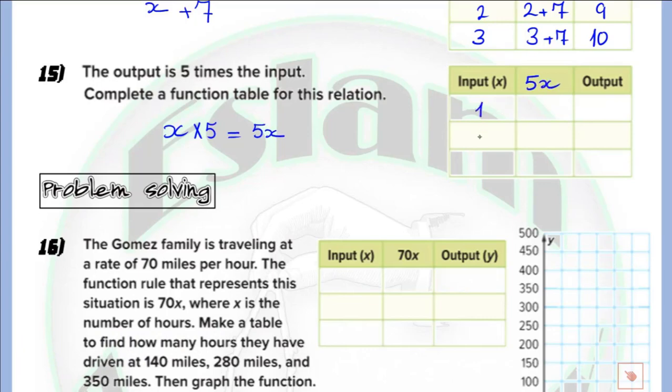Now let the input equal 1, 2 or 3. So it will be 5 multiplied by 1, which equals 5. 5 times 2, which equals 10. And 5 times 3, which equals 15. And that's how we can convert the problem solving to the rule, then complete the function table.